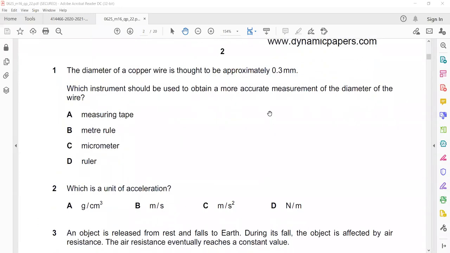The first question: the diameter of a copper wire is thought to be approximately 0.3 millimeter. Which instrument should be used to obtain a more accurate measurement of the diameter of the wire?